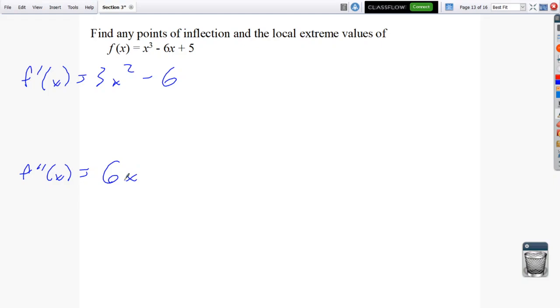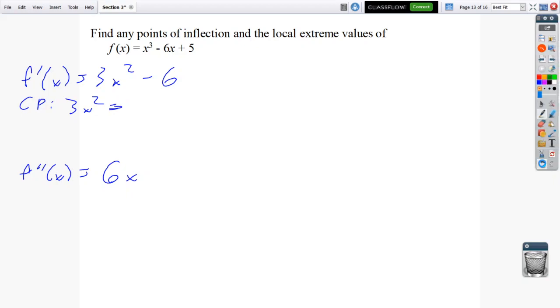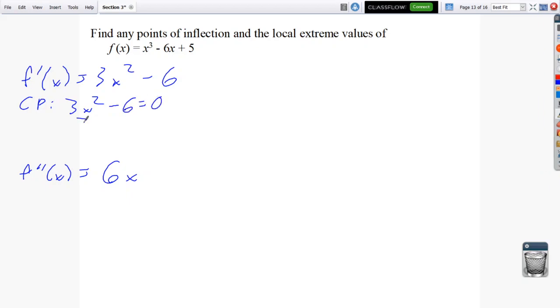Now again, I see that I have to find local extreme values, so I know that I'm going to have to find my critical points. My critical points are going to be where the first derivative, 3x squared minus 6 (I forgot that minus 6), is equal to 0. So I'm going to have 3x squared equals 6. I'm going to get x squared is equal to 2. I've got 2 critical points, plus or minus square root of 2.